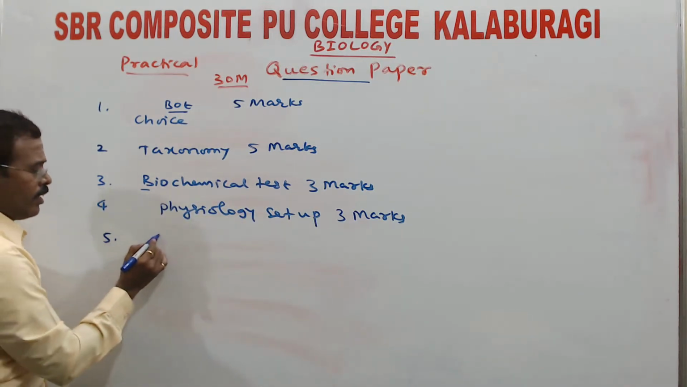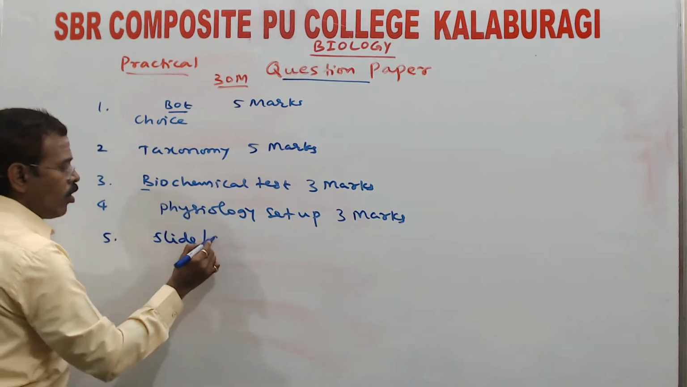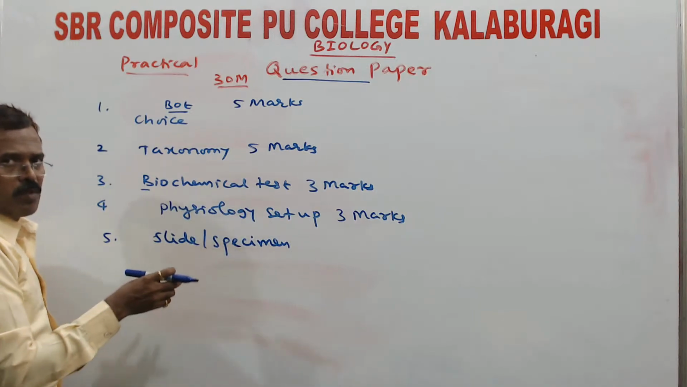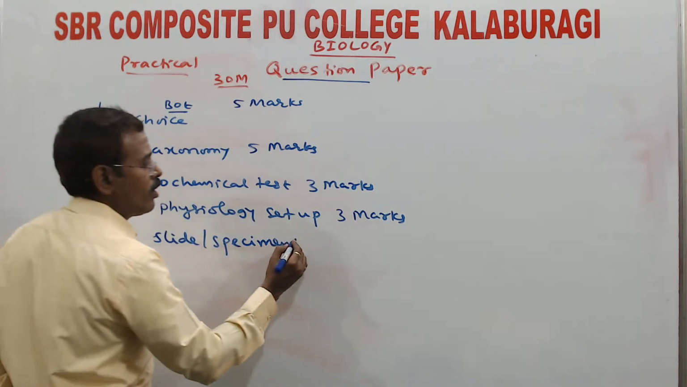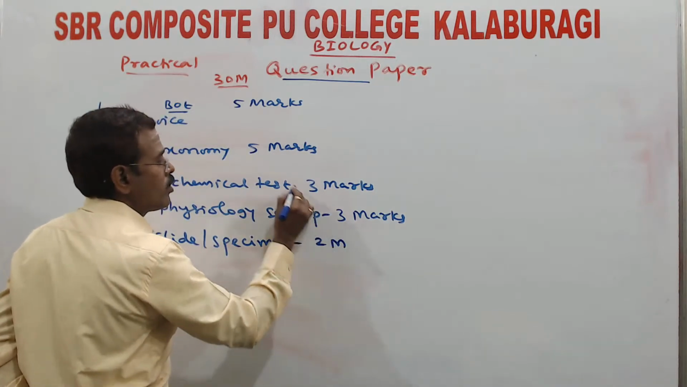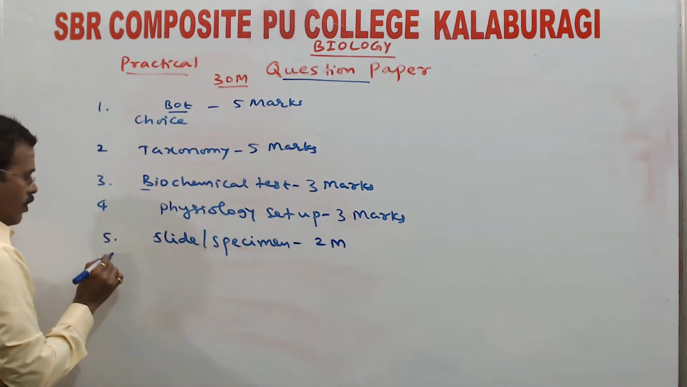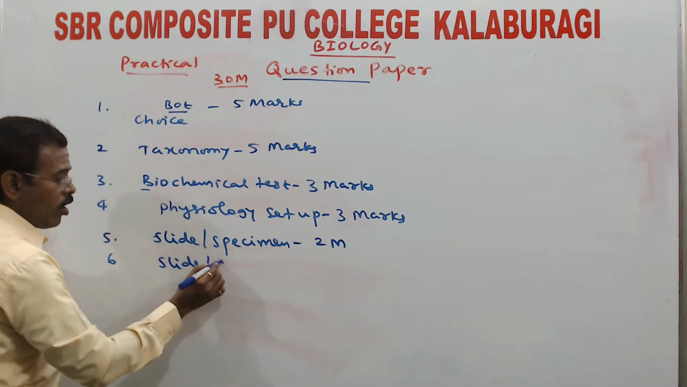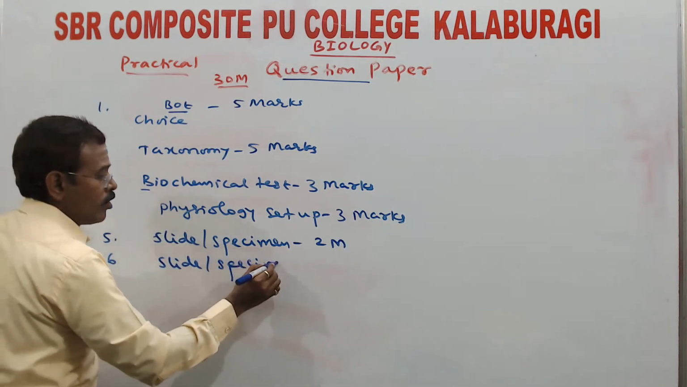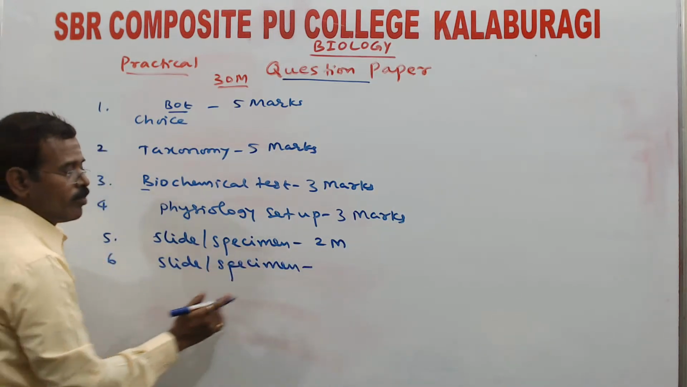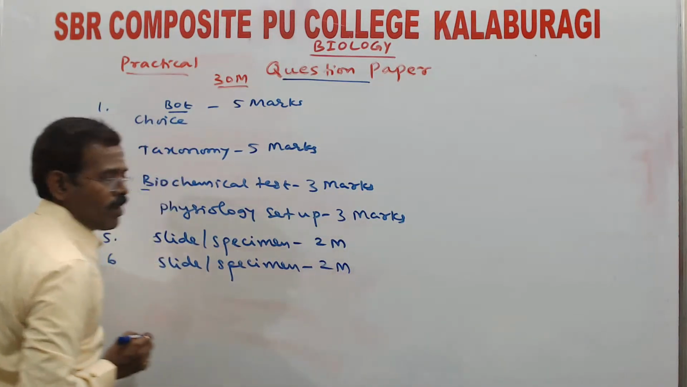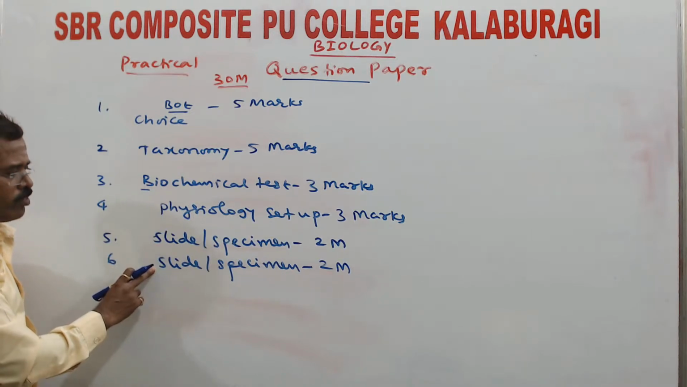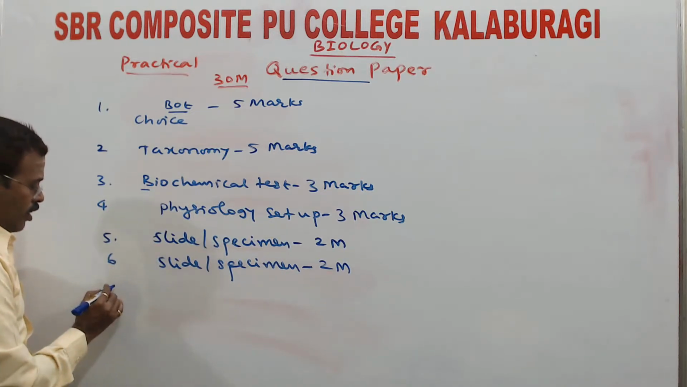Then here a slide or specimen will be there, either a slide or a specimen. Usually a botany slide or botany specimen will be there. This is 2 marks. Then here a zoology slide or specimen will be there. This is also for 2 marks. Zoology slide we have to identify, and we have to give 2 reasons for that.